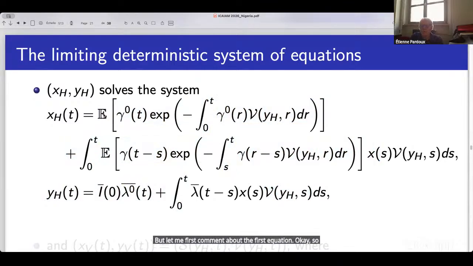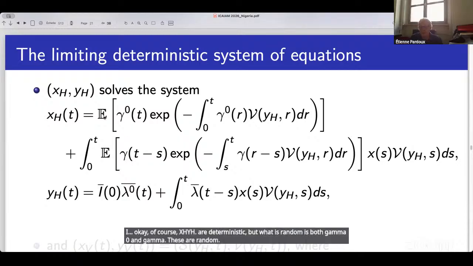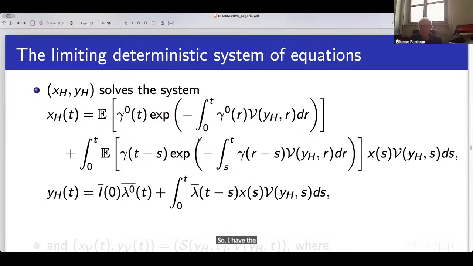Okay, so first of all, of course, x_h, y_h are deterministic. But what is random is both gamma_0 and gamma. These are random. So I have the expectations because I have to take the expectation of this complicated function of gamma, and here gamma_0. Okay. You see a big difference with this term here.